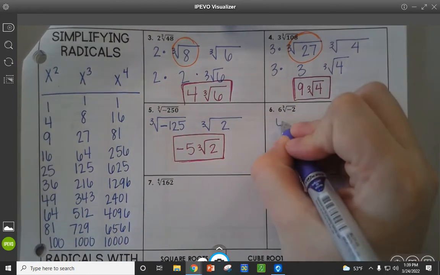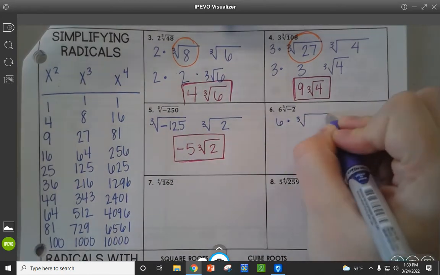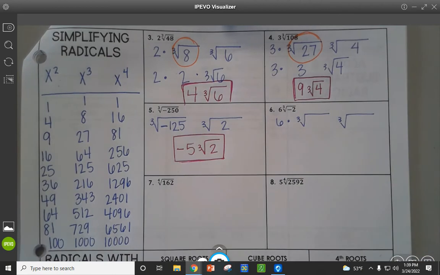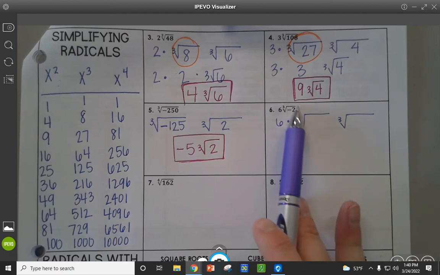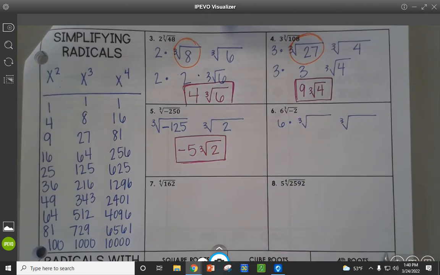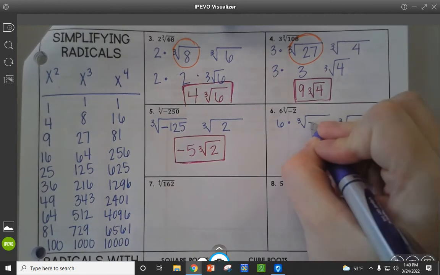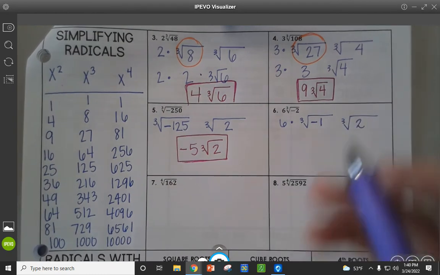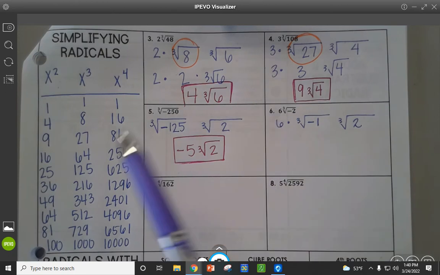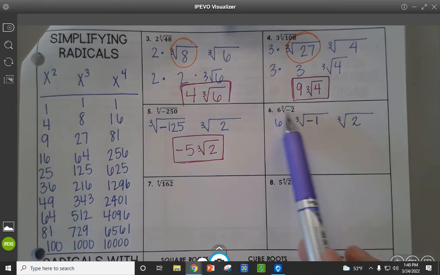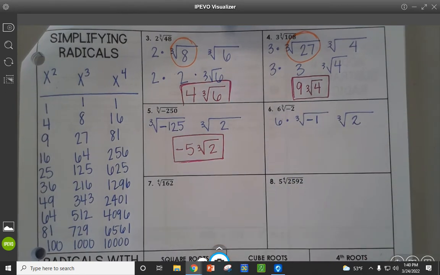Number 6, we have 6 times cube roots. Is there a perfect cube that goes into negative 2? Really just one, but because that's negative, I'm going to make this a negative 1. If the question really started with a positive 2 under here, there wouldn't be anything else for you to do. That would be like a fully simplified question. But that negative gives us something to do.